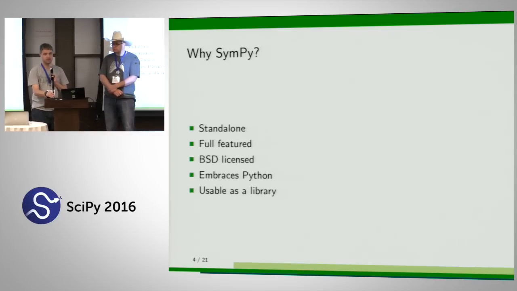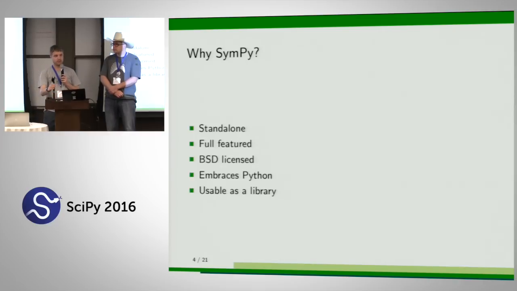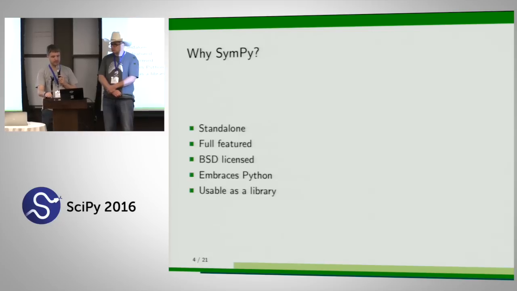And so if you've ever used any other computer algebra systems like Maple or Mathematica, or maybe some open source ones like Sage or Axiom, you may be wondering why bother rewriting all of that. But the nice thing about SymPy is it's completely standalone. Unlike something like Sage, which requires a large installation, SymPy is just a Python library. But it's completely full featured. So all the features that you would expect from something like that.